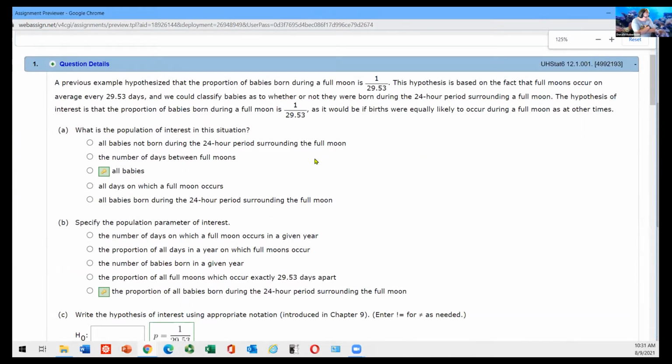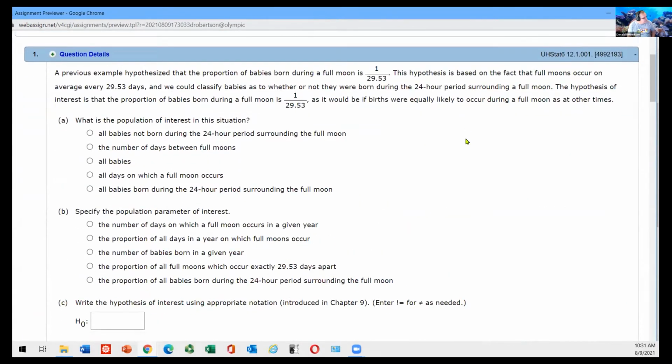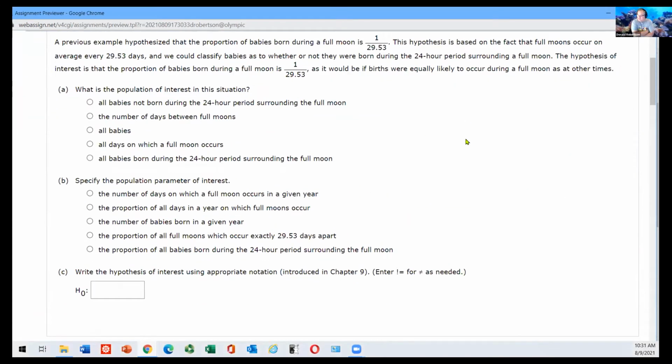So, question one, the previous example hypothesized that the proportion of babies born during a full moon. Yes. Oh, it's got the key again. I wish it would stop doing that. It's more annoying than it's worth. Yeah, it is distracting to know the answer. It means it's harder for me to tell you, do you know the answer? Okay. So they did a previous one that the proportion of babies born during the full moon is 1 out of 29.53. Evidently, that's the fraction of the year that's full moons, right?